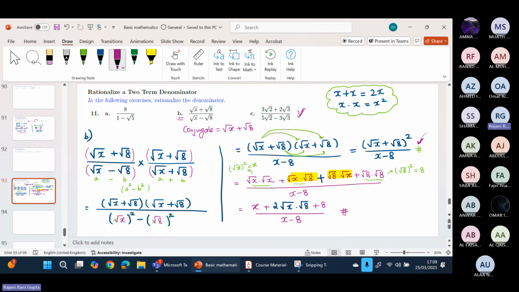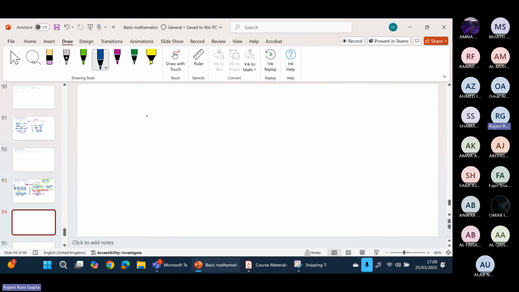So you can do even C. I just want to explain something. Like if you have 2 root x minus 5 root 2. And you have to multiply with this. How you will multiply?